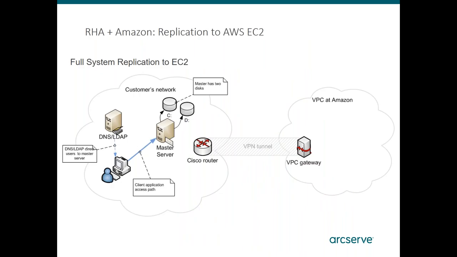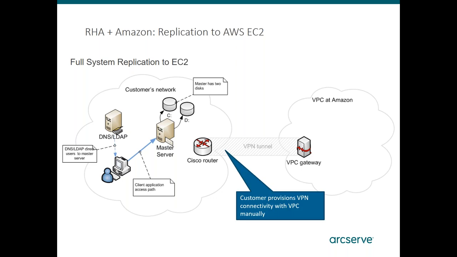Integration between Arcserve RHA and Amazon. We are talking about system, full system replication and high availability, and this is just an example how things work with RHA and Amazon. On the left hand side, we see a normal production site. We see DNS server, we see some server which is called master server here, so this is just a machine we are concerned about. So this machine we would like to protect. Also, we have account with Amazon, account in AWS for this customer, and VPN tunnel is provided between these two sites.